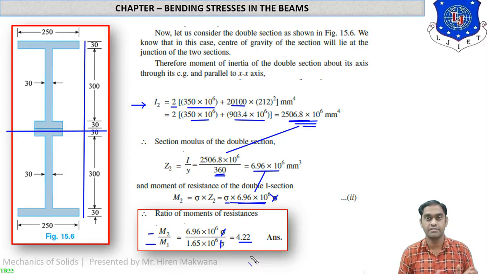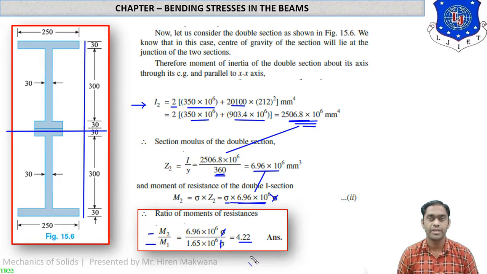Actually, this numerical is a very precise numerical, a miscellaneous type of numerical, which is not important from the exam point of view. It is just for your knowledge. So you must remember that you have to calculate all the moments of inertia and all the centers of gravity first of all, then after finding the section modulus and bending stresses, it will give you the loading condition of the given beam.